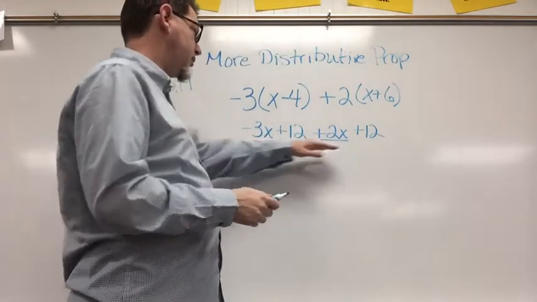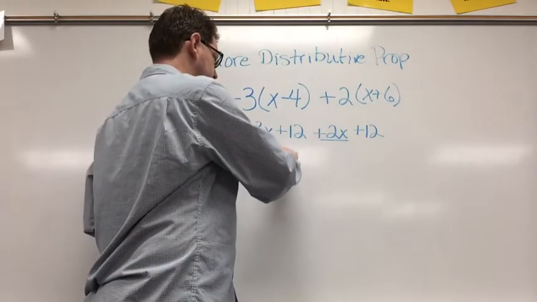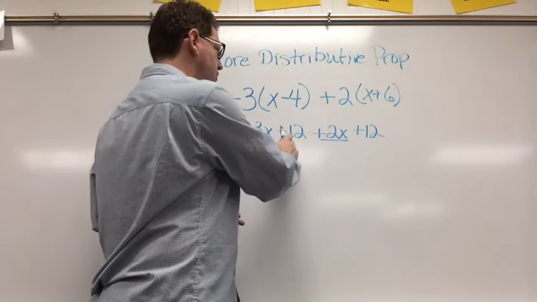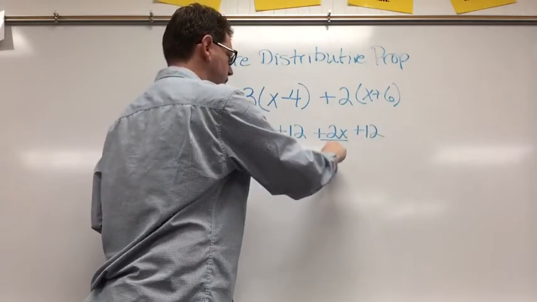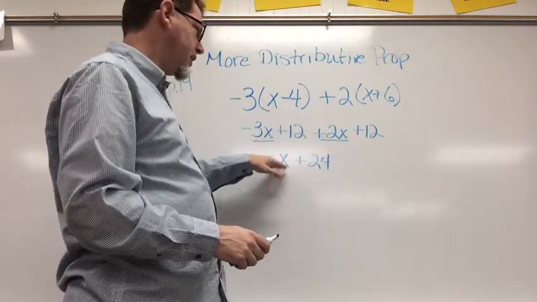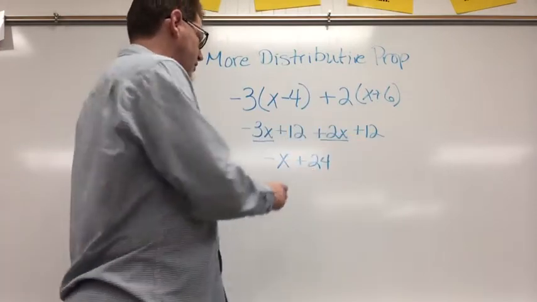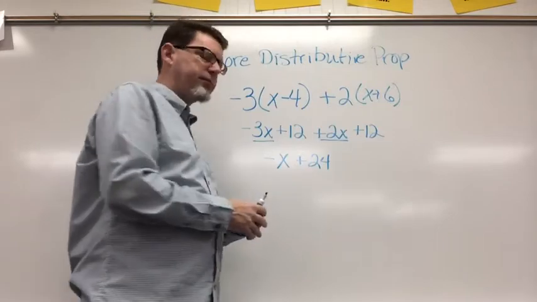Well, -3x plus 2x is actually -x. And then 12 plus 12 would be plus 24. So -3x plus 2x is -x, and then 12 plus 12 would be 24. So our final expression would be -x plus 24.